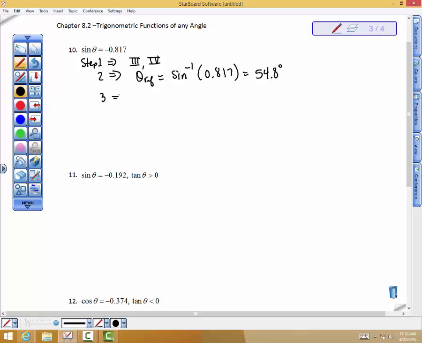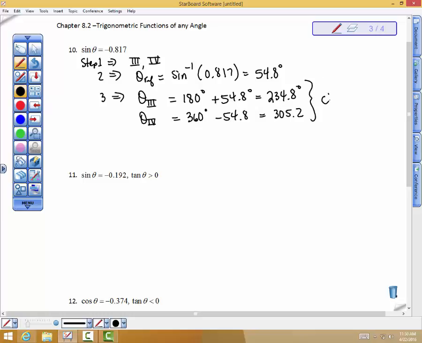Step number 3, sine is negative in the third and the fourth quadrant. So in the third quadrant, I'll take 180 degrees and add 54.8 and get 234.8. In the fourth, I'll take 360 degrees and subtract that reference angle, and I'll get 305.2 degrees. Check these two answers by seeing if the sine of each of those is equal to this negative 0.817.